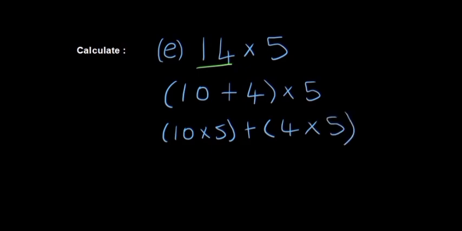So first we'll multiply the 10 by 5 to get 50. Then we'll multiply the 4 by 5 to get 20. Then we'll add the 50 and the 20 to get 70. So this is the final answer.